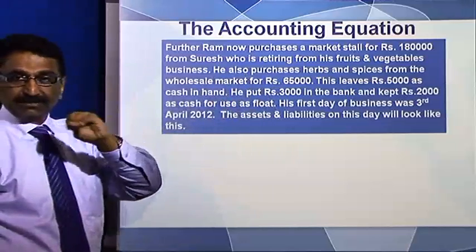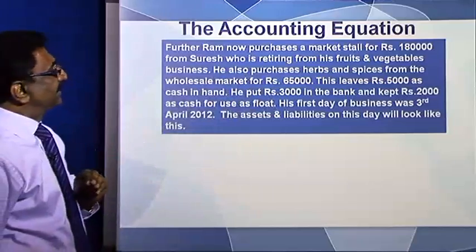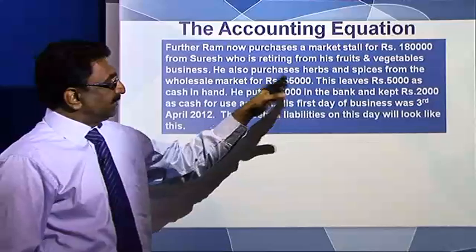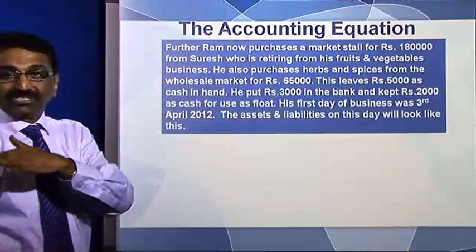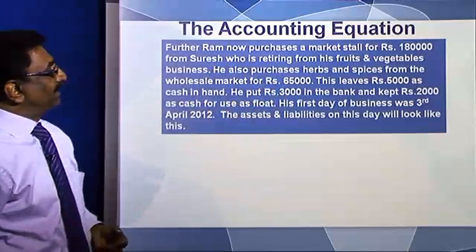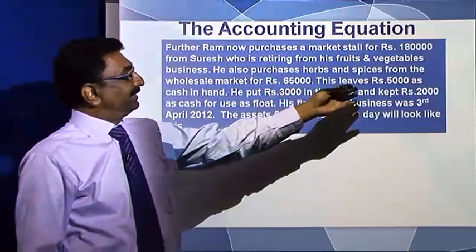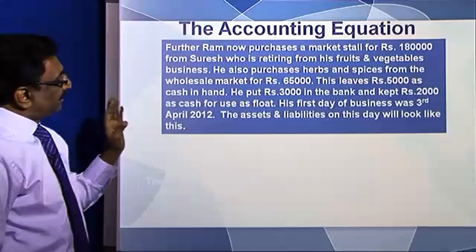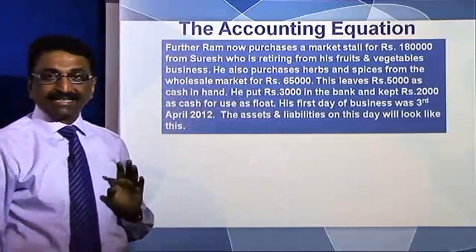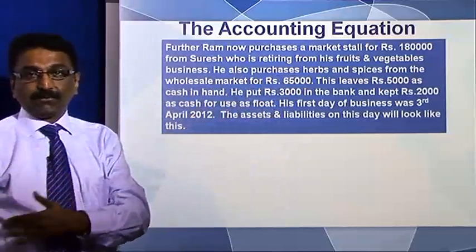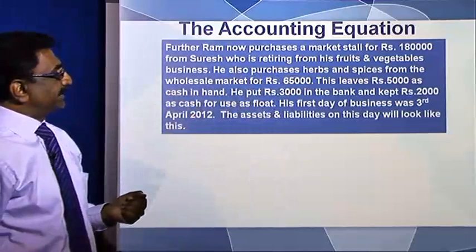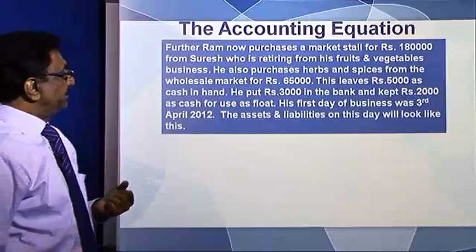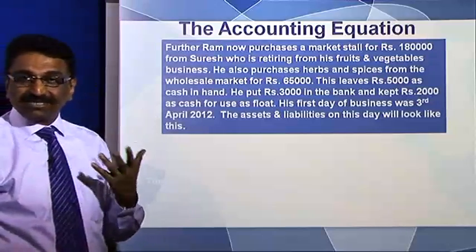So he had put into the business 2,50,000 rupees. Now he has spent 1,80,000 on the stall, 65,000 rupees on buying the goods that he is going to sell for his business, and it leaves a cash balance with him of 5,000 rupees. He puts about 3,000 rupees into the bank and keeps 2,000 as a float for his regular expenses. So on the first day of the business, as he started this business, how does it look like?